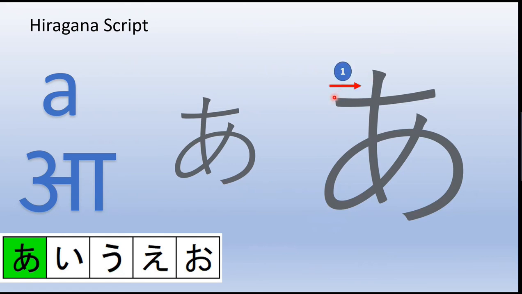The first stroke will be this horizontal line from left to right. The second stroke will be the vertical curved line from top to bottom. And this is the third stroke, which will be like this. So in three strokes, we have to write this letter or this sound A.